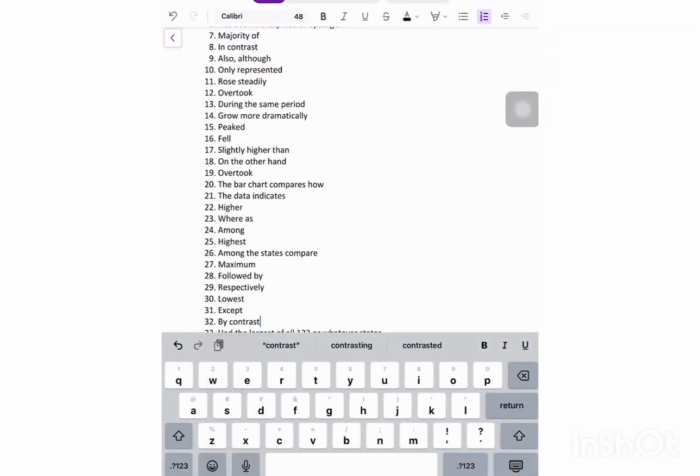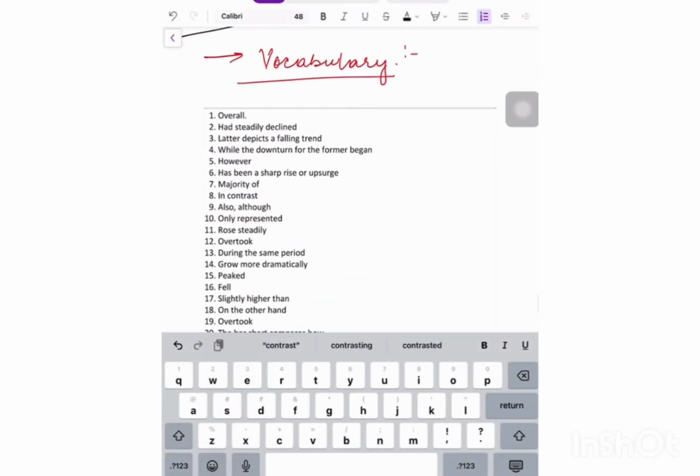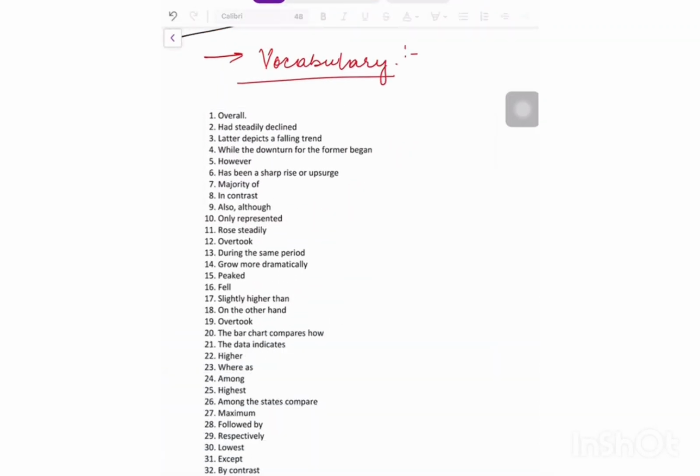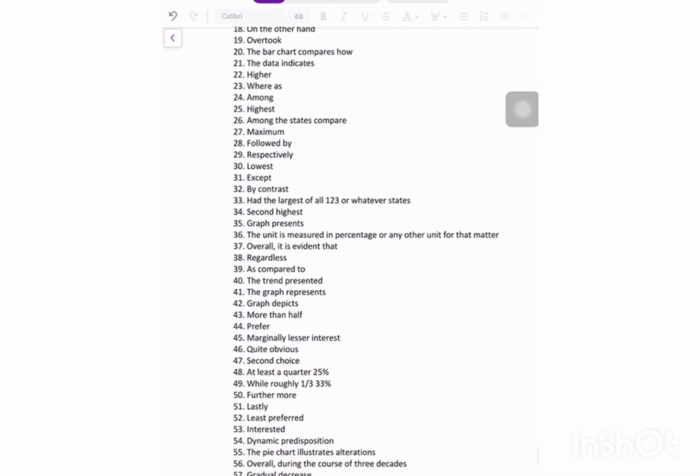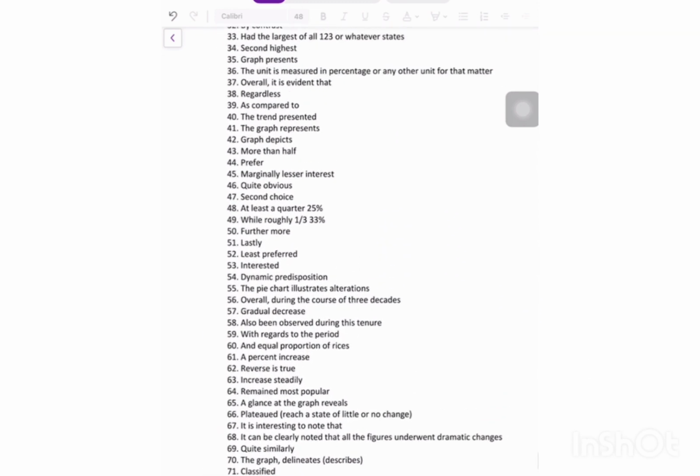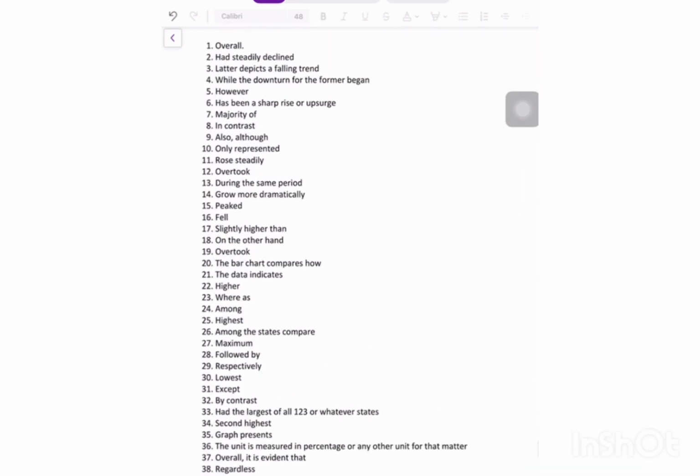These are a few of the vocabularies that I have jotted down from reading a lot of different writing task ones and twos. So this vocabulary you can also use for yourself. There are a total of 77 words, and the list is going to increase further when we move on to task 2. So we'll read through it, and if you want, you can take a screenshot and use any word that you want for yourself.